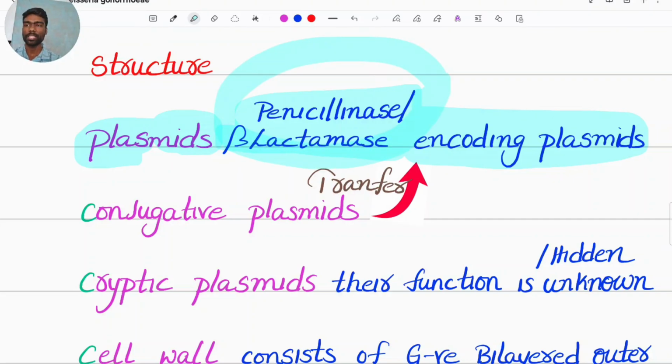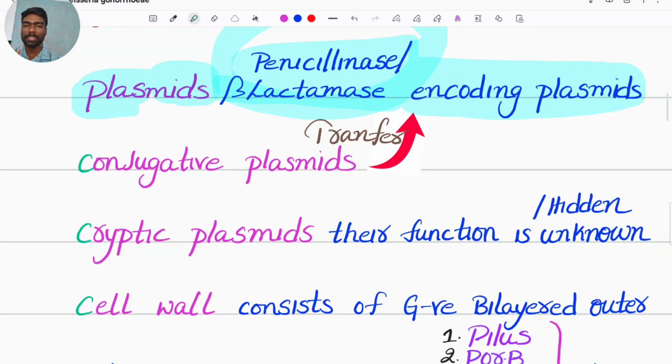If this plasmid is transferred to other strains, those strains taking this plasmid will also get penicillin resistance. That's why its genetic exchange is important to transfer antibiotic resistance to different strains of the same Neisseria gonorrhoeae. These conjugative plasmids transfer this penicillinase plasmid to other Neisseria gonorrhoeae strains. Ultimately, every strain will get its property through extensive genetic exchange.